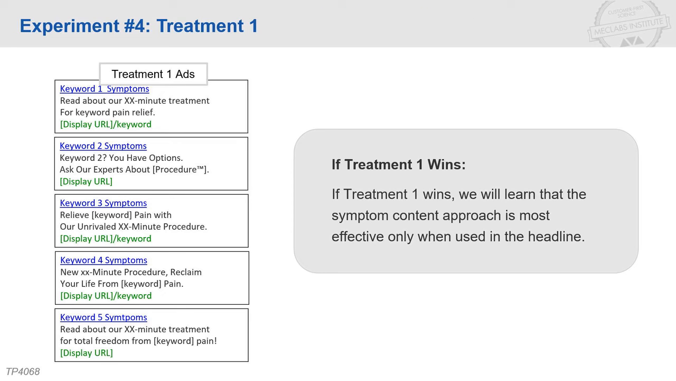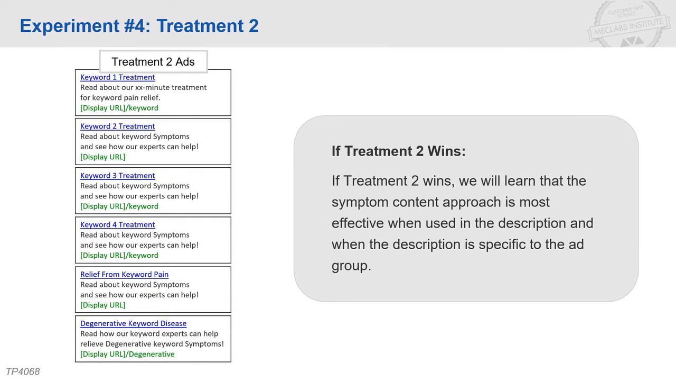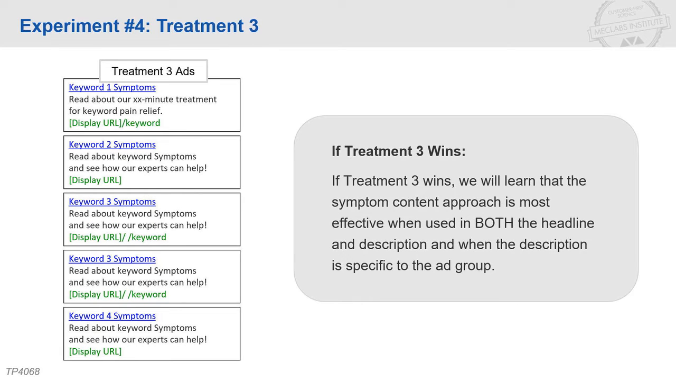But let's go here. If treatment 1 wins, we will learn that the symptom content approach is most effective used only in the headline. This is a different approach. This time, it's used in the description, when the description is specific to the ad group. And then here's a third time. We learn that the symptom content approach is most effective when used in both the headline and the description. So now we're talking about 3 different approaches. One where it's in the headline, one where it's emphasized in the body of the ad, and one where it's emphasized in both. Which one do you think will produce the highest conversion? Give me your thoughts.